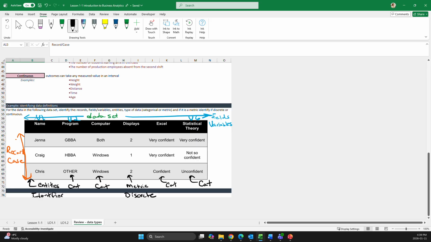And that is the review of different types of data that you need to know before our second lesson in the course. In the second lesson, we're going to actually start to look at some statistical methods that can be applied to data sets in order to help us perform analytics.